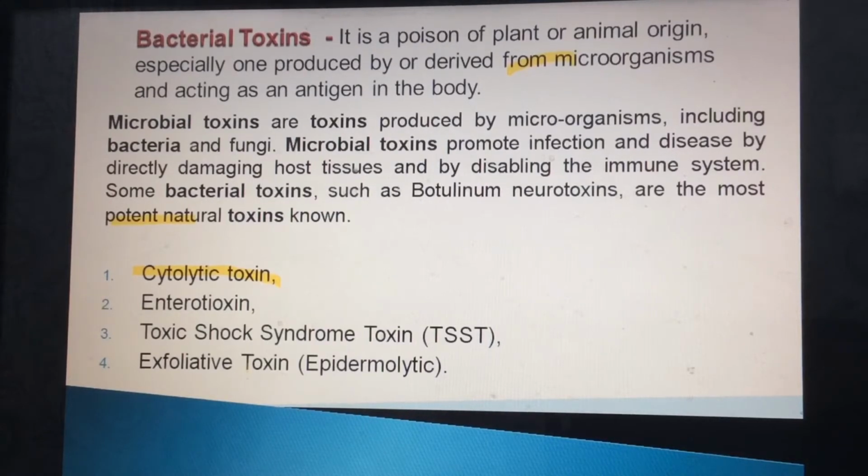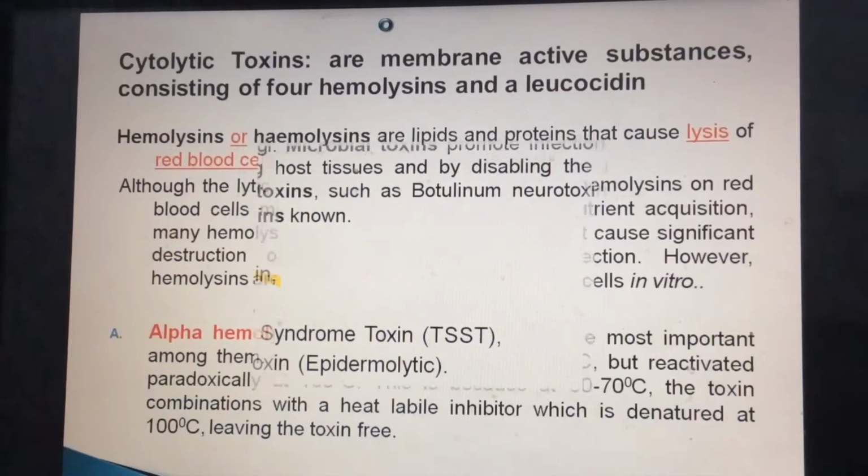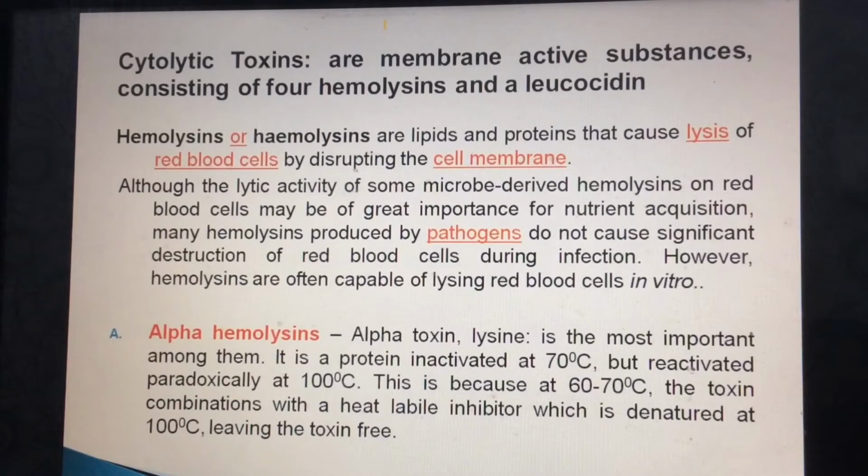Just like botulinum toxin is a neurotoxin, most potent against the neurons of the human system. They can cause different types of disease in our body systems. So we will discuss them later, one by one, in each video. Now we will go on to understand cytotoxins.